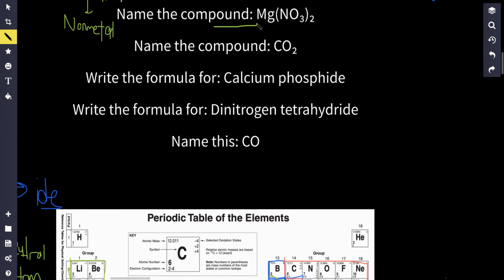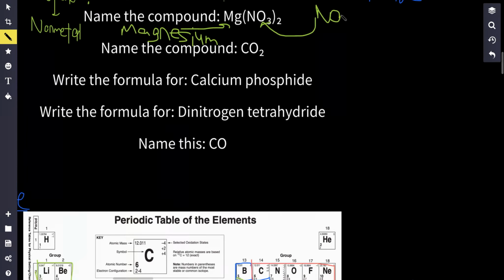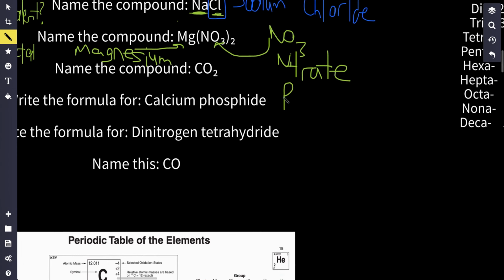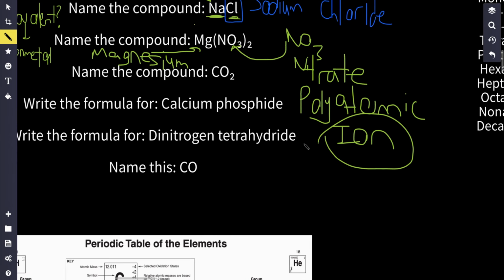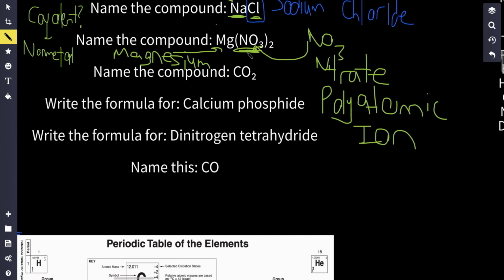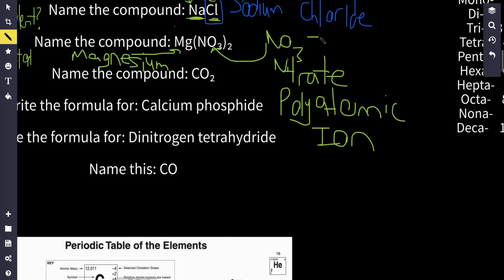So this right over here is something known as magnesium. And this NO3 is something known as nitrate. Nitrate is something known as a polyatomic ion. The reason it's called a polyatomic ion is because it's an ion that's made out of more than one atom. So nitrate is actually NO3 minus. Sorry, I didn't put this here earlier. It's a group of atoms that have a specific charge.